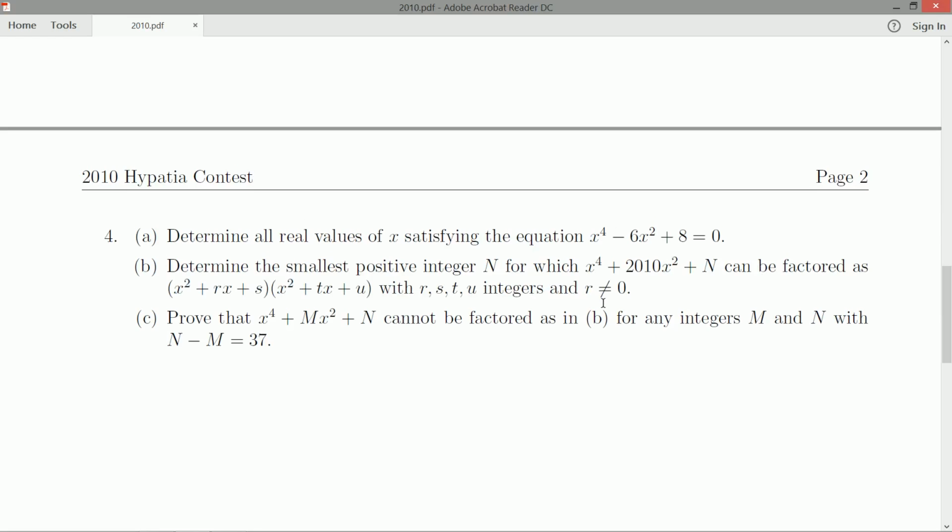So there's a lot of variables going on here. We want to solve for n. That's something we don't know. But we also got this r, s, t, and u. They're integers. We know r can't be 0. Okay, fine. We accept that. But what are we to do?